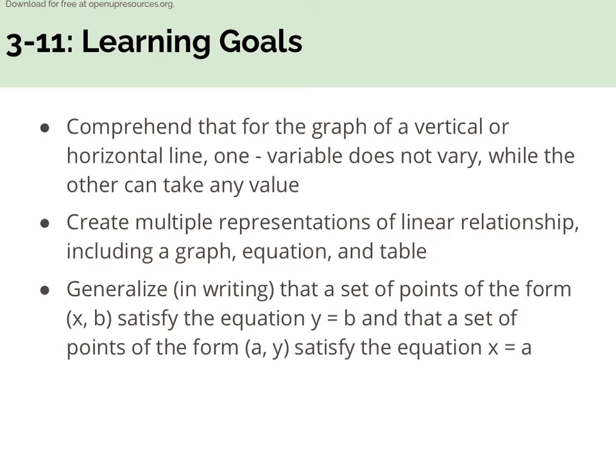By the end of today, you'll be able to comprehend that for a graph of a vertical or horizontal line, one variable does not vary, while the other can take any value. You can create multiple representations of linear relationships, including a graph, equation, and table, and you can generalize, writing that a set of points of the form (x, b) satisfies the equation y equals b, and a set of points of the form (a, y) satisfies the equation x equals a. This is what you're going to be able to do today.